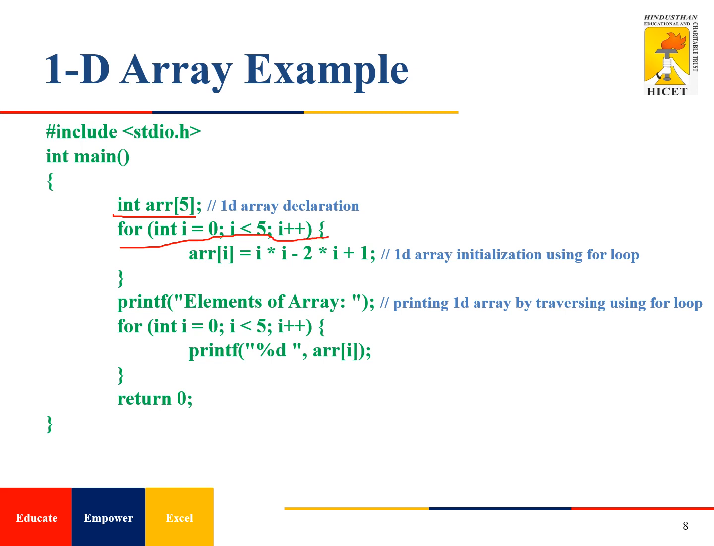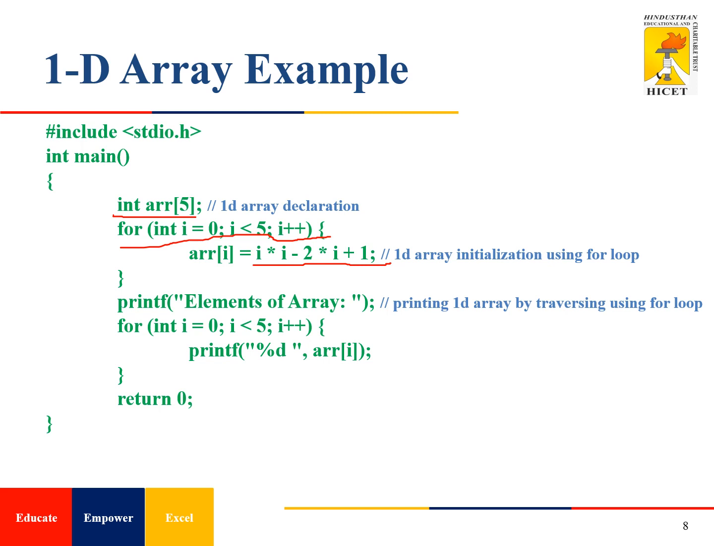That is my initial index value. The initial index is 0, and the condition for the for loop is i less than 5, and I need to do i plus plus. That is the for loop condition. And the process is i into i minus 2 into i plus 1. Whenever the operation is done, the values according to this equation will be stored into this array ARR.